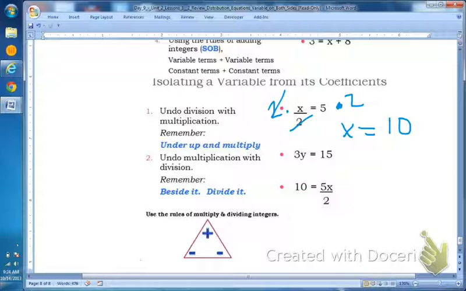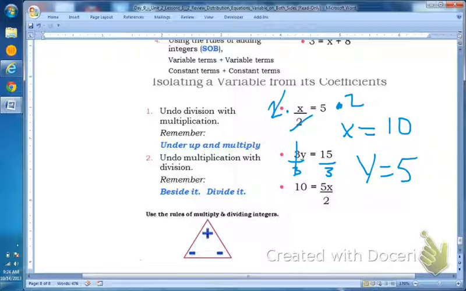Look at the second one. The 3 is beside our y, right? If it's beside it, we have to divide it. So we divide by 3. Divide by 3, divide by 3. The 3 goes underneath our 15. The 3's cancel out, and you have y is equal to 5. Good.